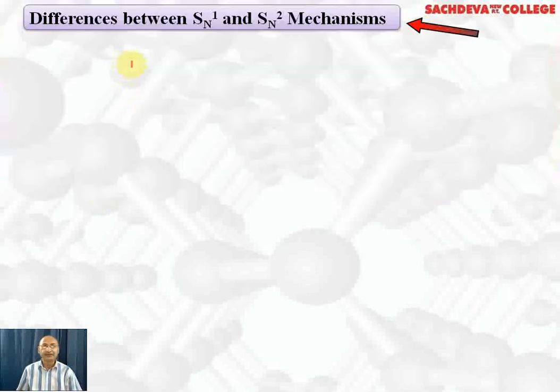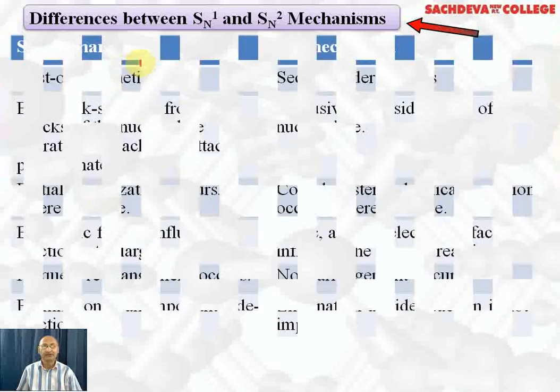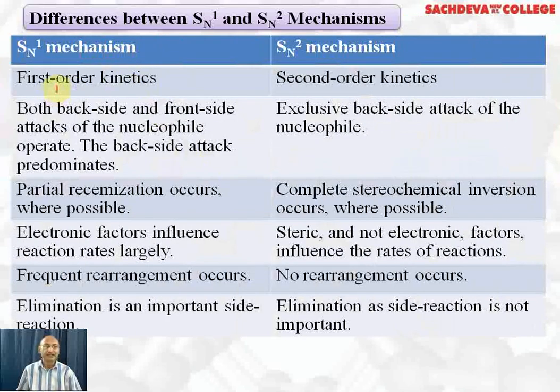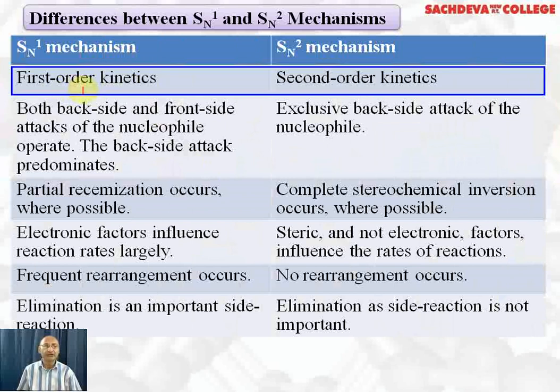Let's take up the difference between SN1 and SN2 mechanism, which is a very important topic. First, the SN1 mechanism follows first order kinetics, that is, the rate of reaction depends only upon the concentration of alkyl halide. SN2 mechanism means second order kinetics, that is, the rate of reaction depends upon the concentration of both the nucleophile as well as the alkyl halide, and it is a single step mechanism. Here it is a two-step mechanism, and the first step is the slow step, which is the rate determining step and involves only the tertiary halide. That's why it is first order kinetics.